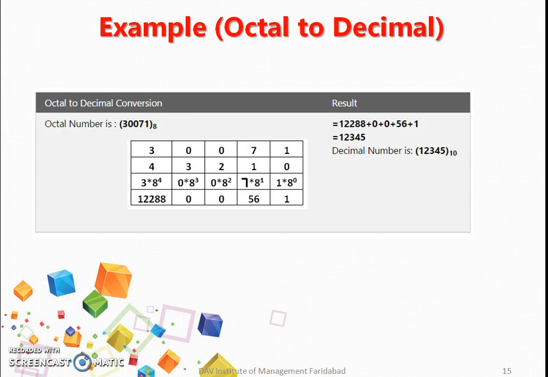Okay, next is octal to decimal. For octal to decimal, you'll have the same pattern. In this case, you'll not use the base 2, you'll use the base 8 because it's octal. So 8 to the power 0 into 1, then 7 into 8 to the power 1. Same way you're going to do this and add these values and you will get the answer, right? 12345. Previously we converted this same example to octal. Now this is vice versa.